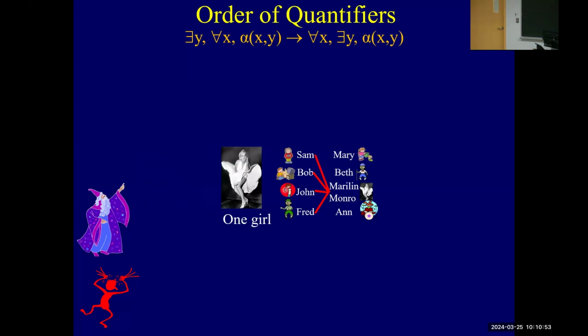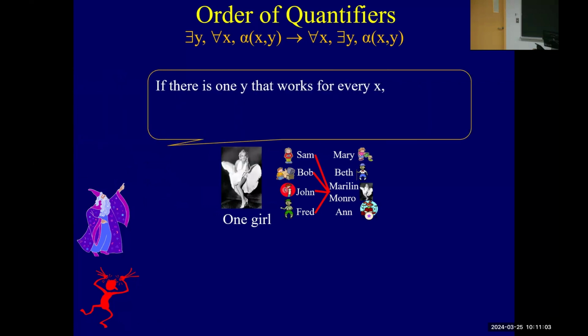What is this? This one says there's one Marilyn Monroe, one object y that works for every x. And so then we want to prove that every x has a y. Why does every x have a y? Well, if there's one y that works for every x, then each x has at least that y. Everybody follow that?